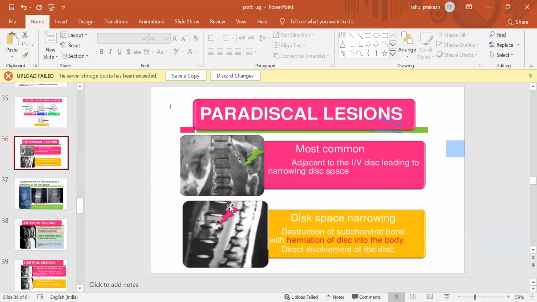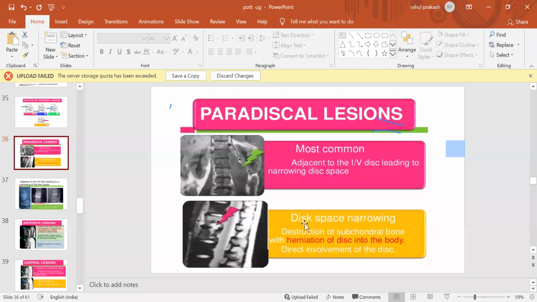Okay, so this is a paradiscal lesion. It is near about the disc base. The one most important thing of tuberculous spine is that the disc is always involved. Normally there are many problems of the spine, like malignancy, or you can have other infection. So how can you differentiate tuberculous spine from others? In TB spine, the most common is paradiscal, which is adjacent to the disc space.